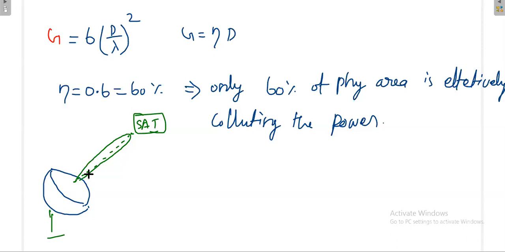So the beam width is very narrow because of long distance communication. Now, what is this beam width? I'm writing the beam width formula directly.